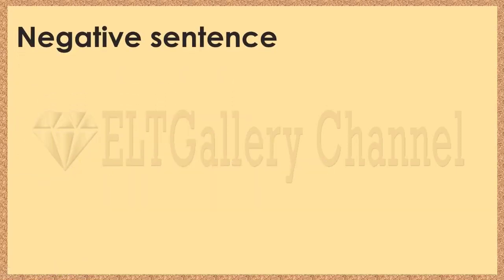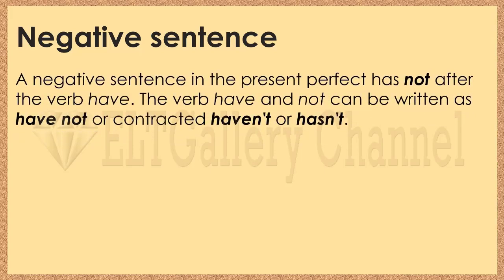Then we have a negative sentence. A negative sentence in the present perfect has not after the verb have. So we have have not and has not. The verb have and not can be written as haven't. So we can write with have not, or we can also contract them and it becomes haven't or hasn't. Both are possible, have not or haven't or hasn't.